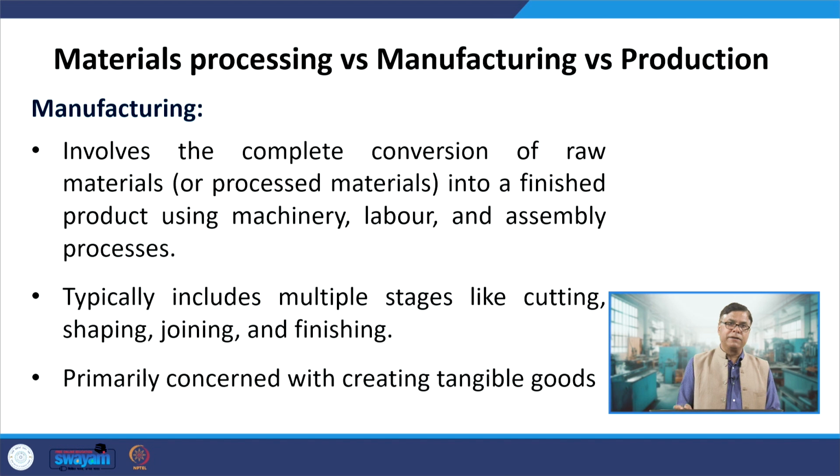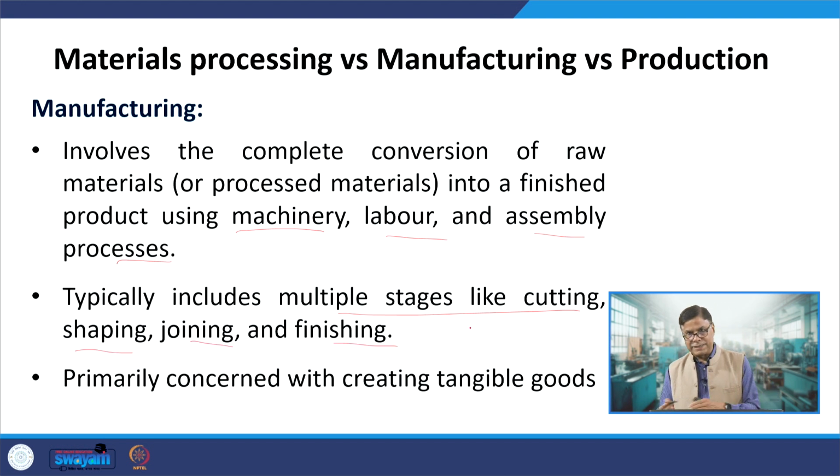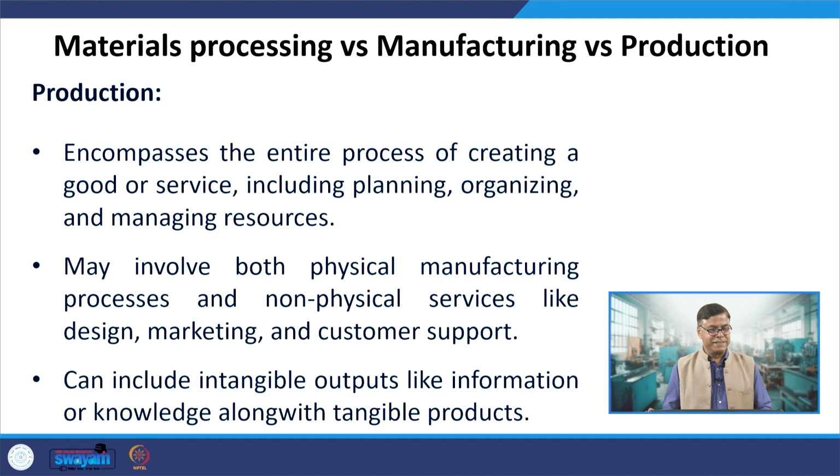Manufacturing, on the other hand, involves a complete conversion of the raw material or processed material into the finished product using all resources like machinery, labor, assembly, etc. Typically, it includes multiple stages like cutting, shaping, joining, finishing, and then assembly, testing, etc. Primarily, manufacturing is concerned with creating tangible goods, goods that are physical in nature and can be seen.